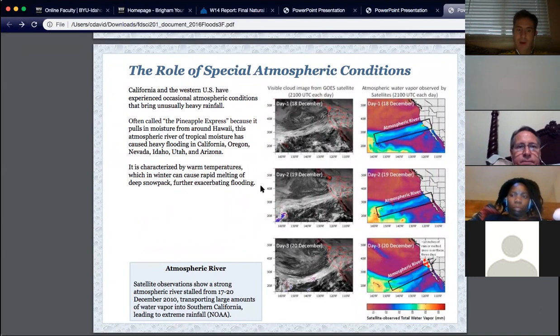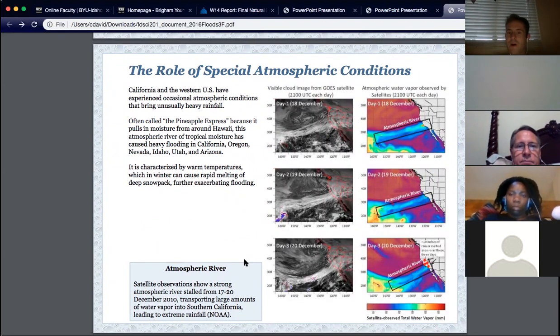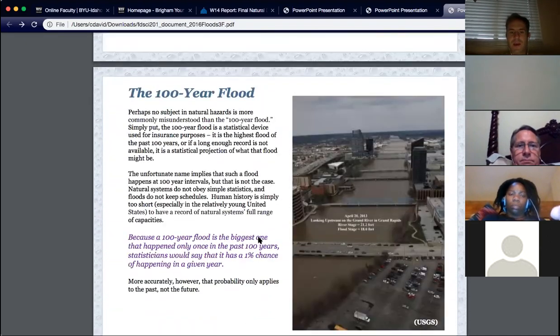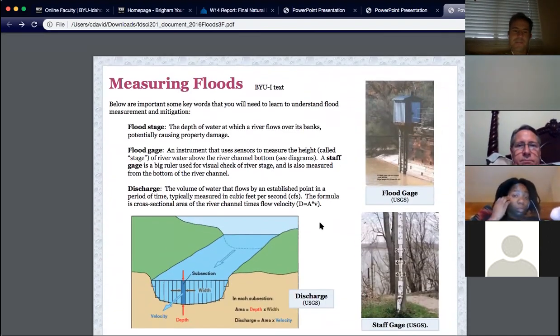Yeah, so you can also have atmospheric conditions, things like the Pineapple Express, El Nino and La Nina years, different things like that, that can actually alter the rainfall, where it happens, the amount, and that can cause flooding. Here they specifically mention the Pineapple Express. So the key takeaway right here is that you can get special atmospheric conditions that can worsen flooding in certain years. So I think that sums up everything here with the flooding.